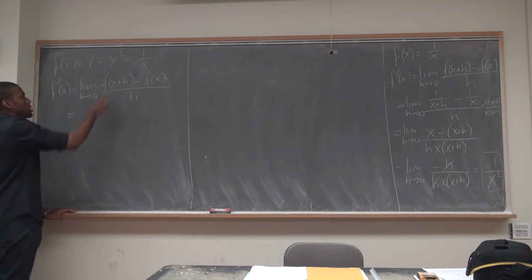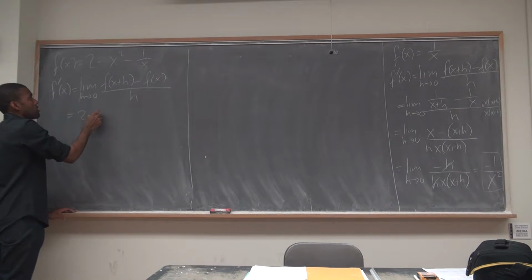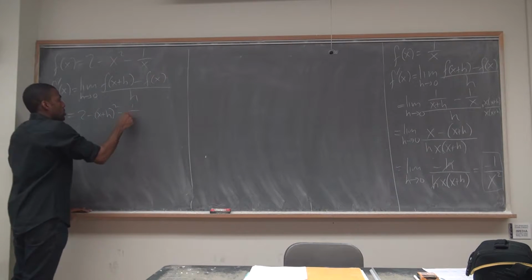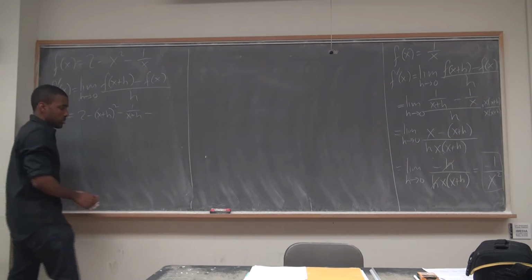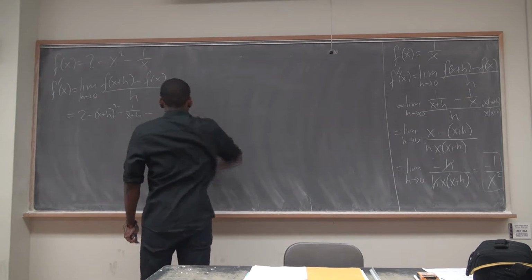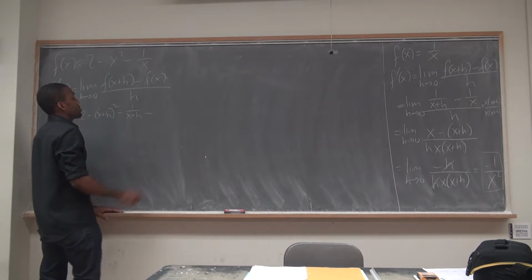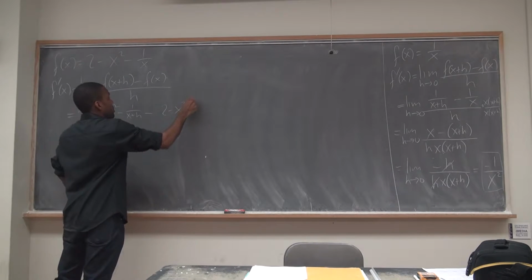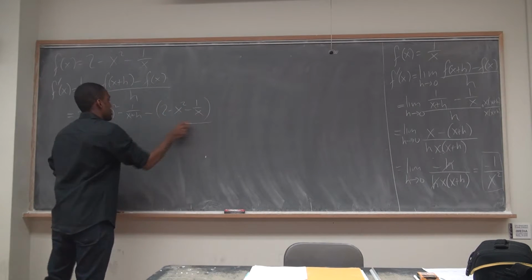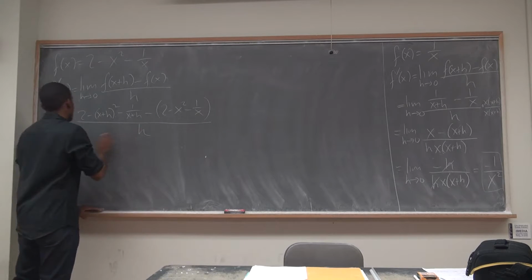Okay, so what happens here? What does f of x plus h look like? Well, 2 minus x plus h squared, minus 1 over x plus h, minus the whole thing, that whole function in parentheses, over h.